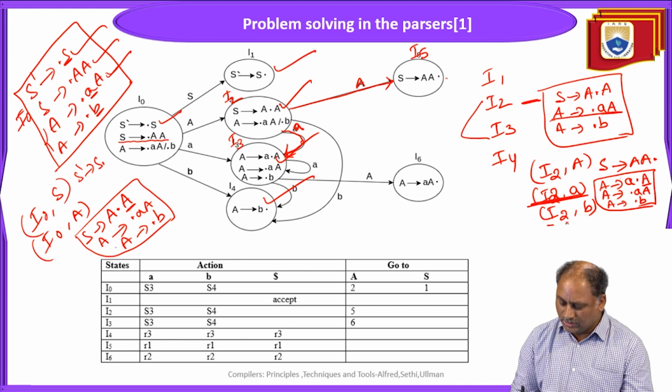And next one is I2 comma small b. If you apply I2 comma small b, then we will get A derives B dot.